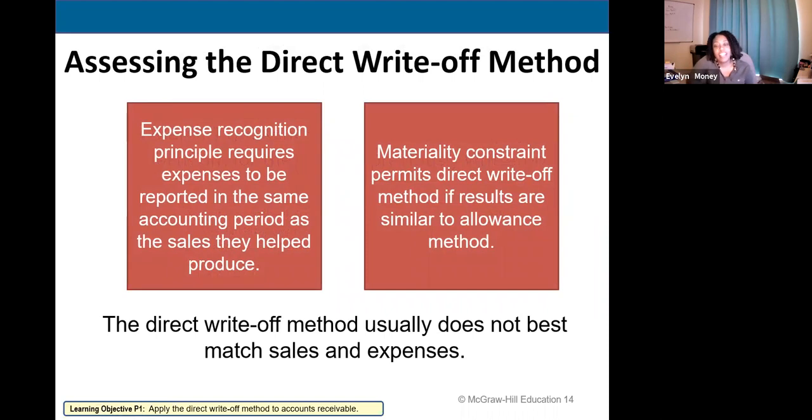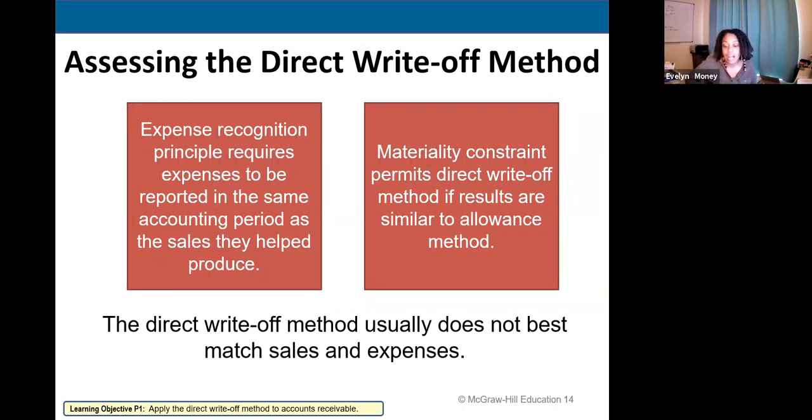Now, in dealing with the direct write-off method, it violates the matching principle. It works well if you don't have a lot of bad debt or if the bad debt is immaterial. And when I say materiality, I mean, does this number have a significant impact on the financial statements? Will it change a user's decision one way or another? Everybody has a materiality threshold. What is it going to take for you to make a decision on something?